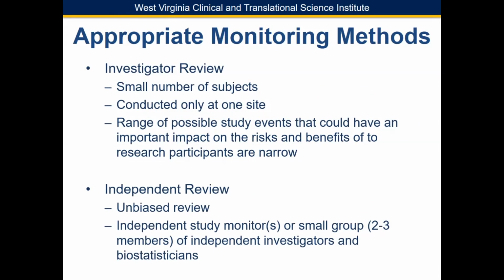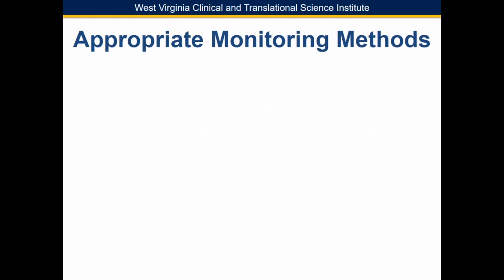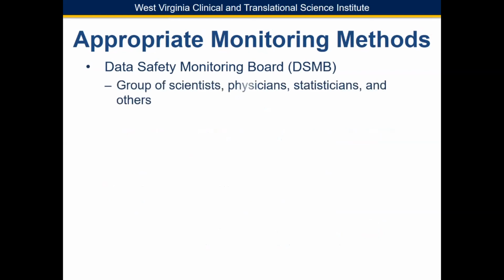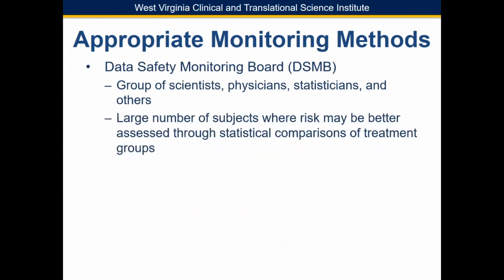You might look at an independent review. So looking at that unbiased review. So this is what I talked about, maybe having an independent study monitor, or there was even a suggestion of like 2 or 3 members of independent investigators and biostatisticians. Or you can have what we talked about previously, which is the Data Safety Monitoring Board. And that could be a group of scientists, physicians, statisticians, and others.